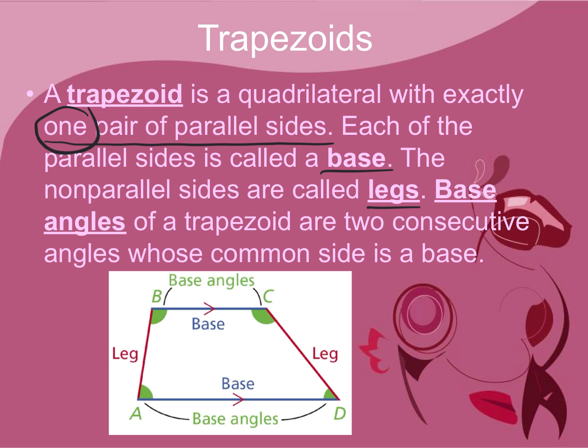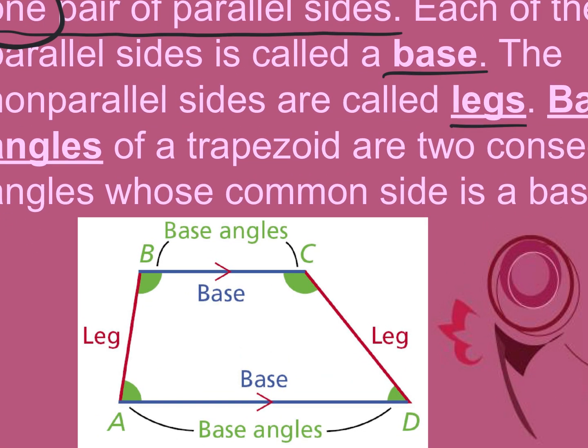The base angles of a trapezoid are two consecutive angles whose common side is a base. So in other words, it's the 2 angles on the bottom or the 2 angles on the top. They both must be touching the same base though, okay? Are what equal? Not right now, right? Because do you see how B is much smaller than angle D? Base angles when you're dealing with an isosceles trapezoid, then they're equal. But right now they are not equal.